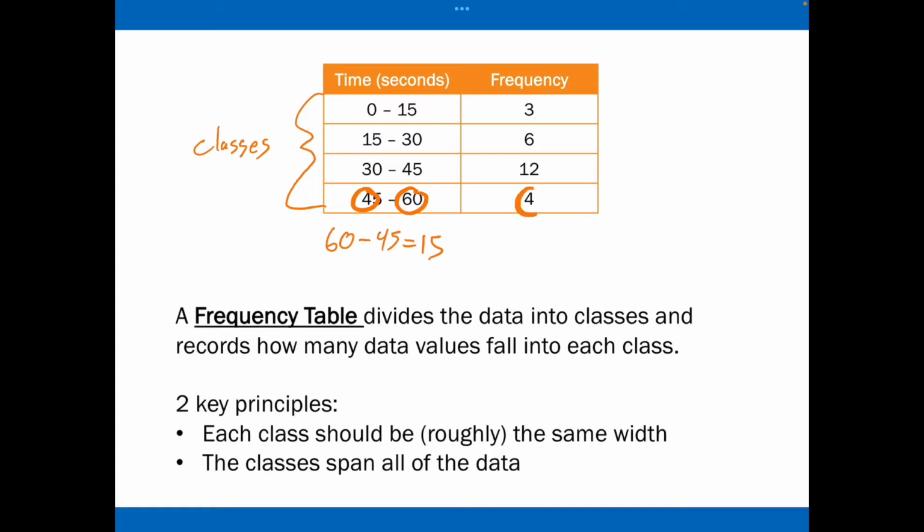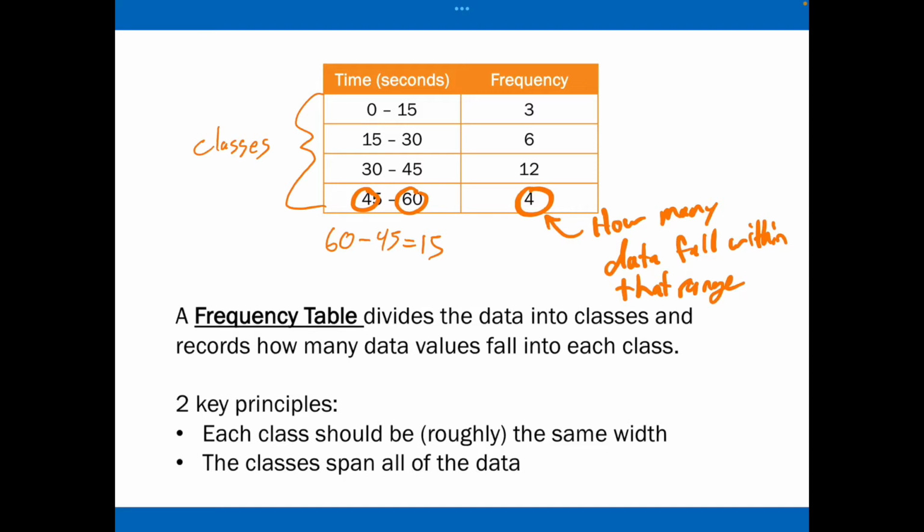And then within each class, there's the frequency. This number 4 tells us how many data points fall within that given range. So that's what a frequency table is, and there are actually lots of ways to make a frequency table. Our textbook and others, I believe, err in the way they portray there being one correct frequency table for every set of data.